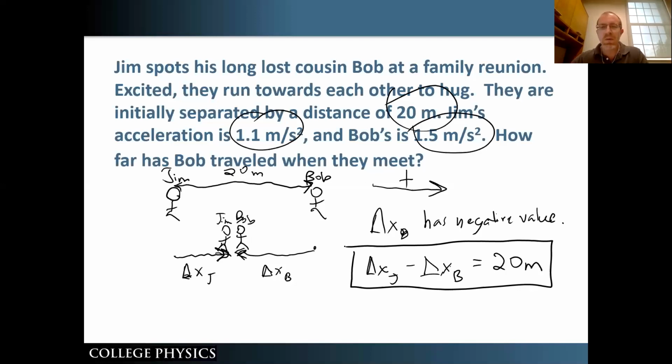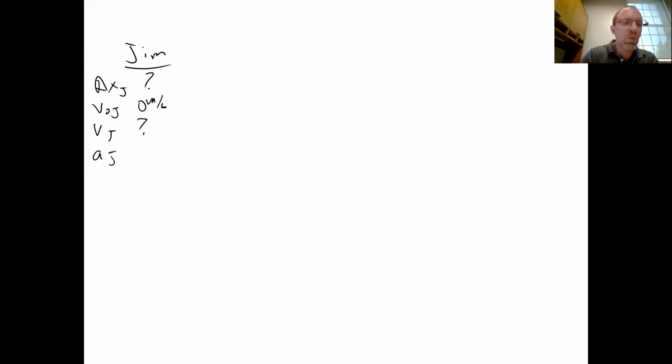All right, so that's important. We're going to use that. It looks like I've run out of space, so I'm going to move to another slide so that I can start writing some stuff down. Let's make tables for Jim and for Bob. Delta x sub j, we don't know that. We know that Jim's initial velocity is 0. We don't know Jim's final velocity. We know Jim's acceleration is 1.1 meters per second squared, and we don't know Jim's time.